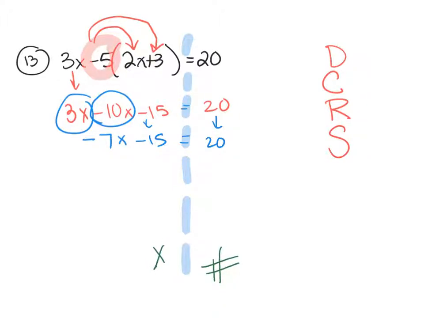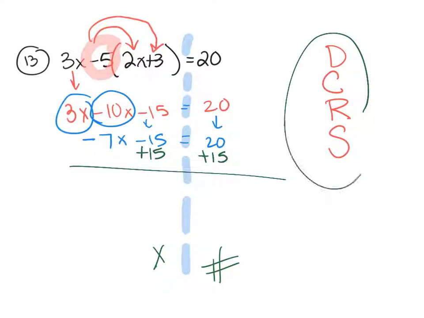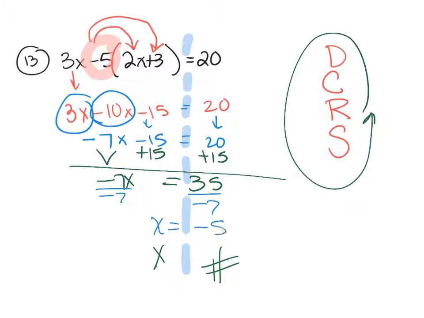Very good. So, if I'm going to remove that minus 15, I'm going to plus it to both sides. Again, you're going to rewrite because rewriting is constant. Negative 7x is equal to 35. You divide by negative 7. Always take the sign in front. And you get x is equal to negative 5.